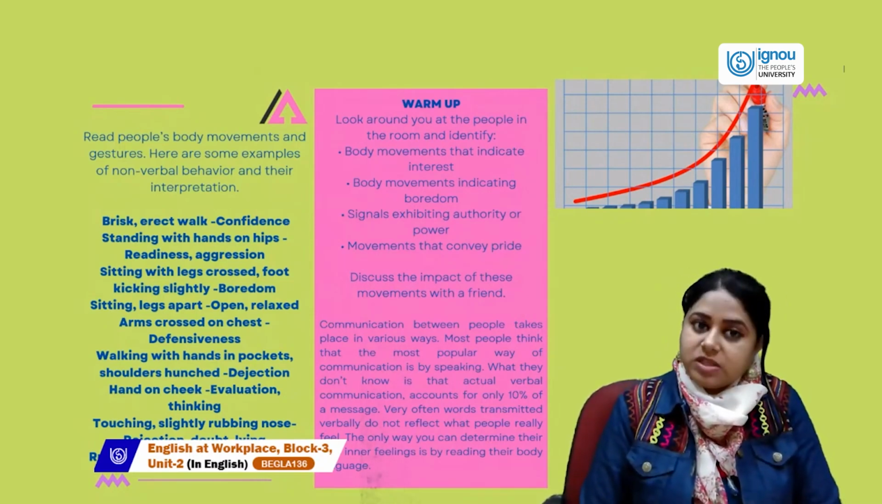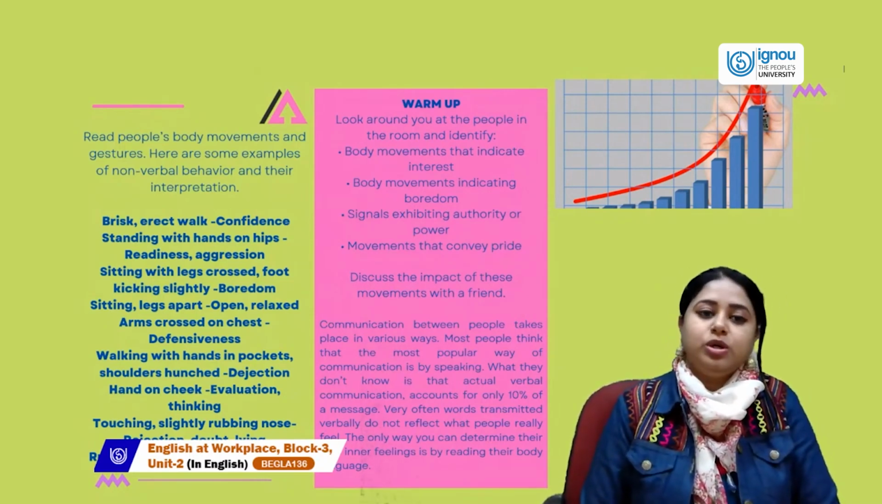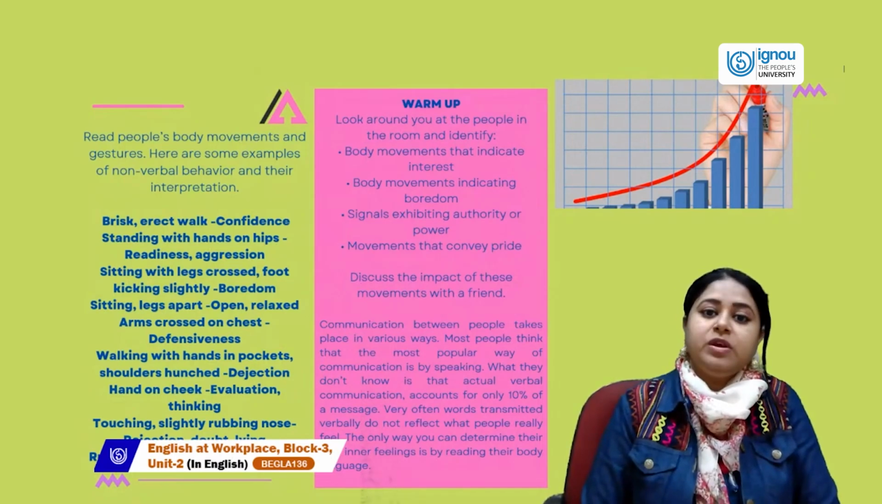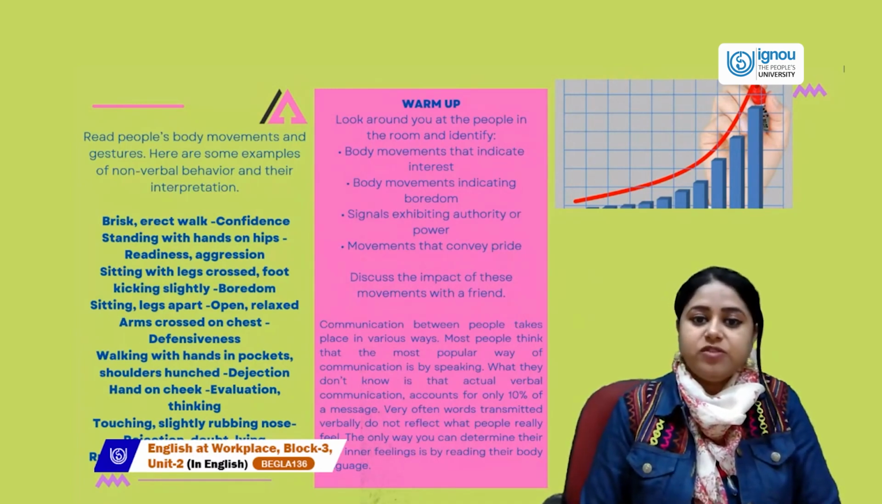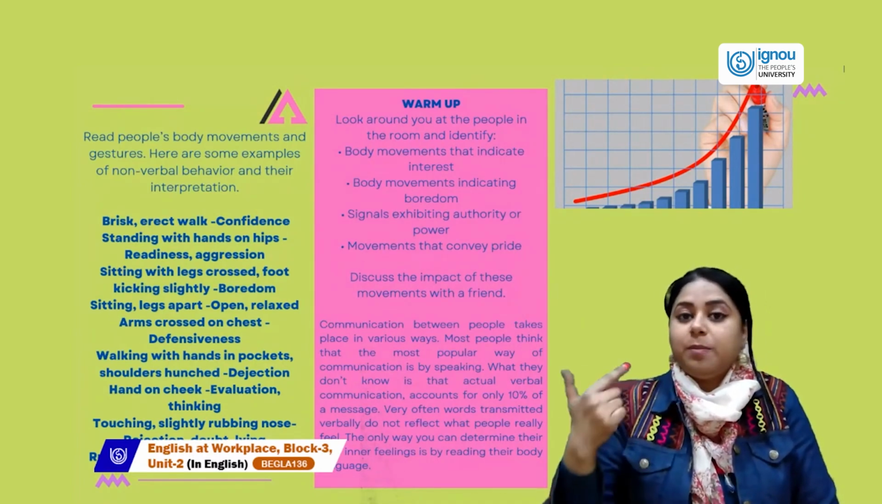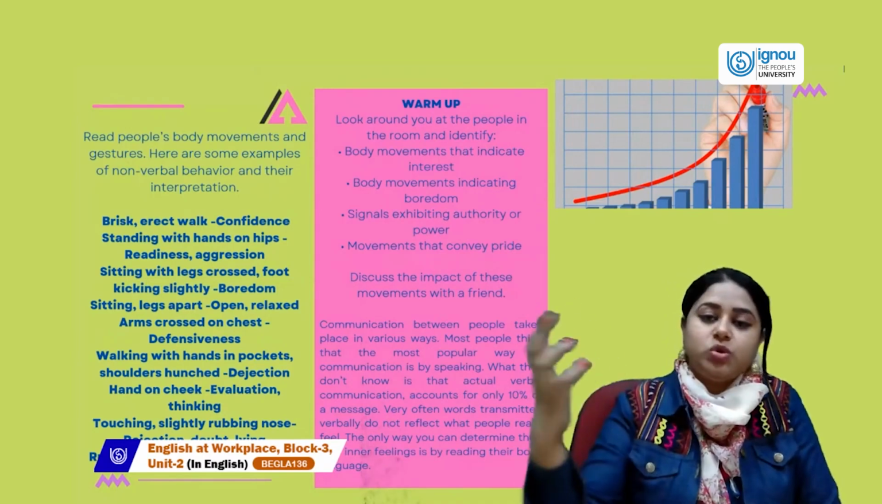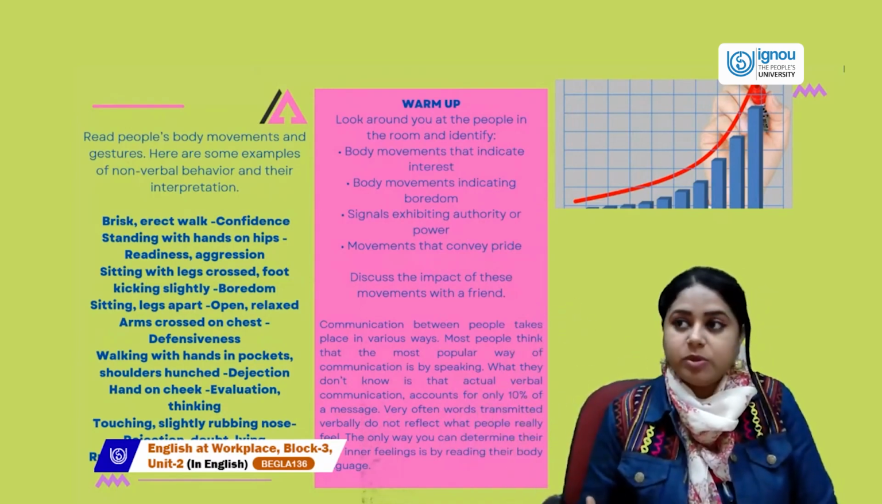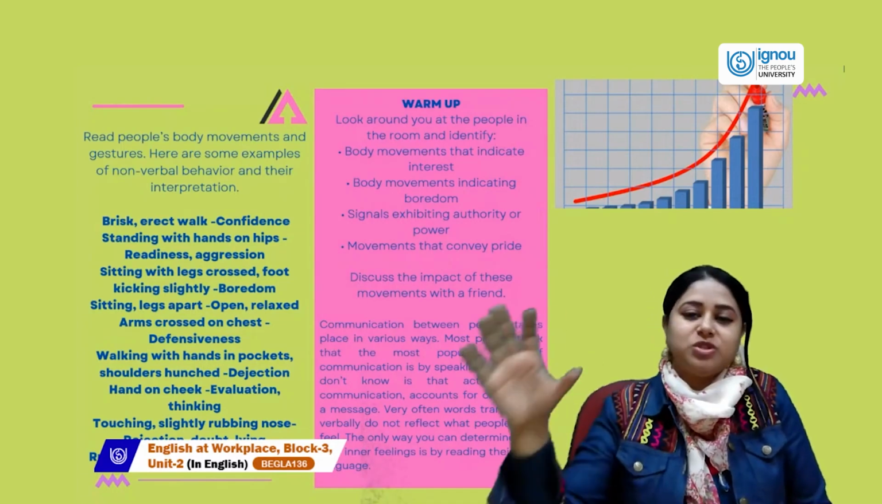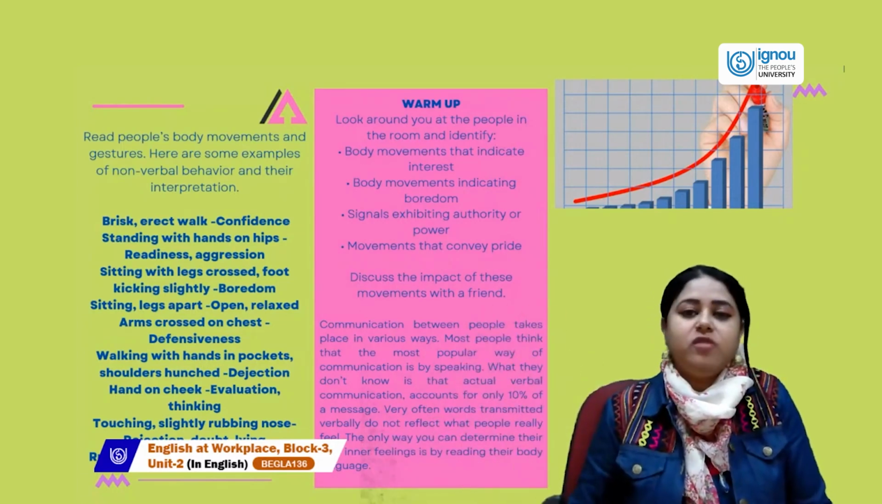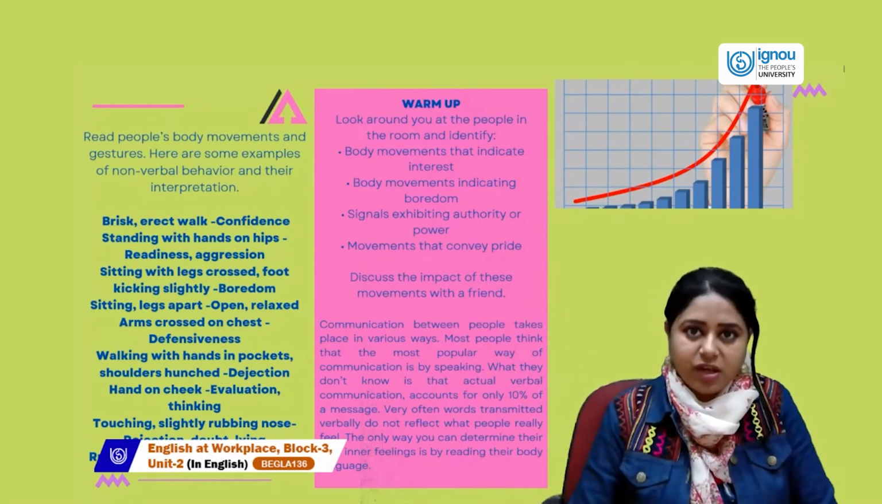Now, the second thing is, right now, you could look around you at the people who are in the room and identify their body movements. So you see, you are developing this ability to notice. When you start noticing other people, then you'll know what you should not be doing. What is putting you off will generally put people off, right?